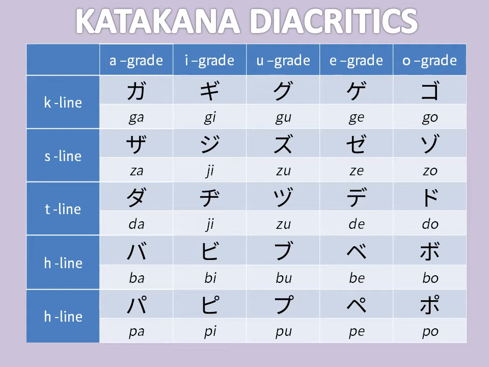Then we have the ha line with dakuten. It becomes like this. Ha becomes ba, hi becomes bi, fu becomes bu, he becomes be, ho becomes bo. So the exception we had seen, that the ha line's U grade is fu, so fu becomes bu. And again on the ha line, if we add the handakuten, that is the small circle on top right of the character, then ha becomes pa, hi becomes pi, fu becomes pu, he becomes pe, and ho becomes po.